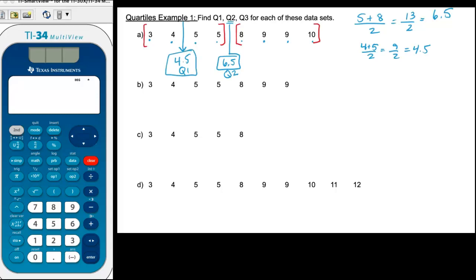And remember, that's the 25th percentile. And then I'm going to find the middle of the upper half, which is between these two 9s. Since they're both the same number, we say that it's just 9. I don't have to do any computations there. And Q3, remember, is the 75th percentile.